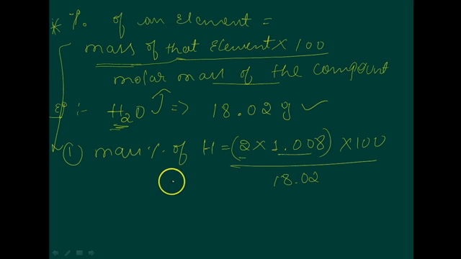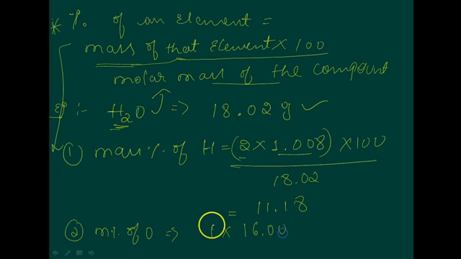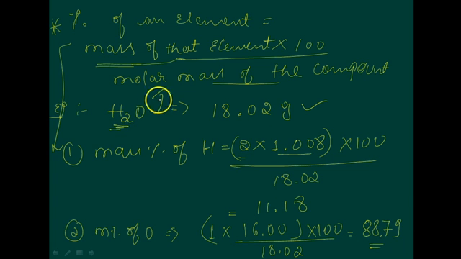So how much are you getting? Mass percentage of hydrogen is 11.18. Second, mass percentage of oxygen: oxygen is 1 and its atomic mass is 16.00, into 100, divided by 18.02, the molar mass of water. You get 88.79. So this is how we calculate percentage mass.